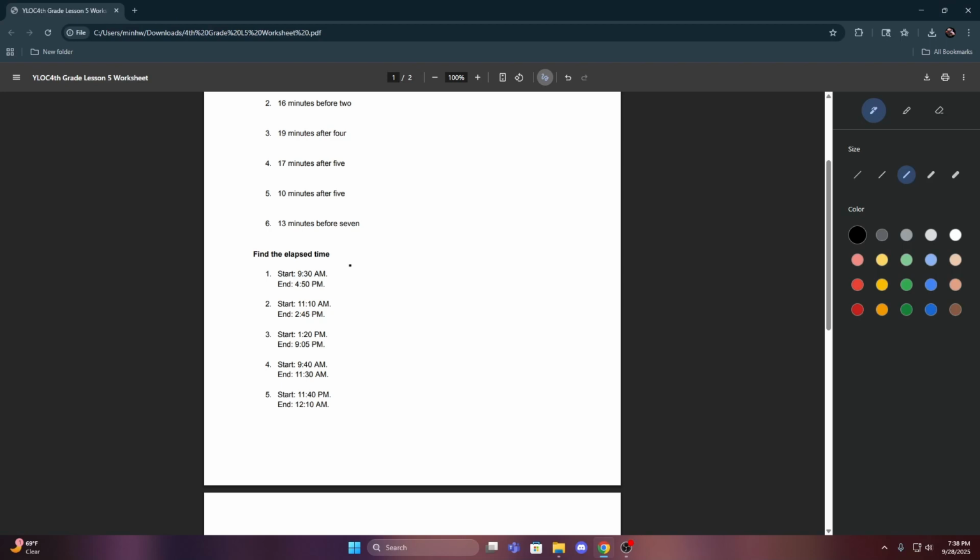Next up, find the elapsed time. So first, we're going to start at 9:30 a.m., then we're going to end at 4:50 p.m. In these scenarios, I like to first think about the hours, then look at the minutes. So if you go from 9 to 4, it will be 9 to 10, which is 1 hour, then to 11, then to 12, then to 1, then to 2, then to 3, and then to 4 p.m. If you were to count that in your head, that would give you 7 hours having passed.